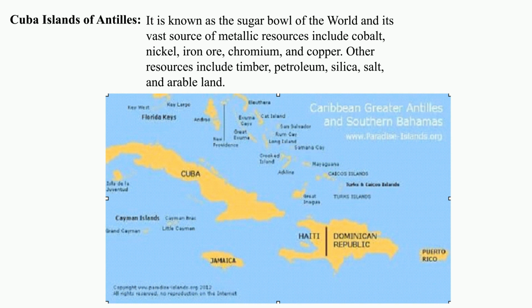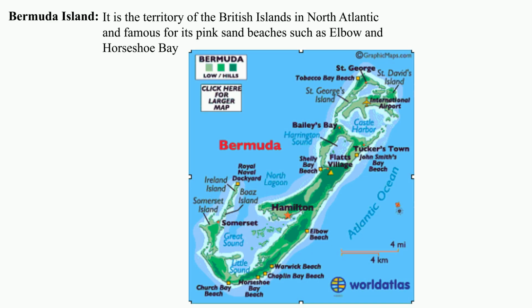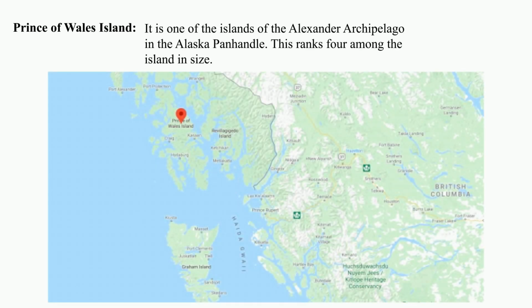Now the next important island is Bermuda Island. Bermuda Island is a territory of the British Islands in the northern Atlantic and famous for its pink sand beaches such as Elbow and Horseshoe Bay. Now the last and major important island is the Prince of Wales Island. It is one of the islands of the Alexander Archipelago in the Alaska Panhandle. This ranks fourth among the islands in terms of size.